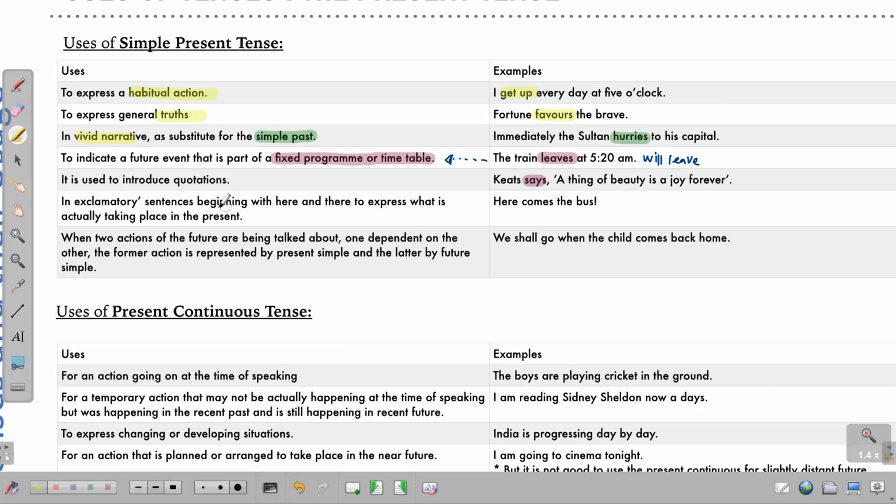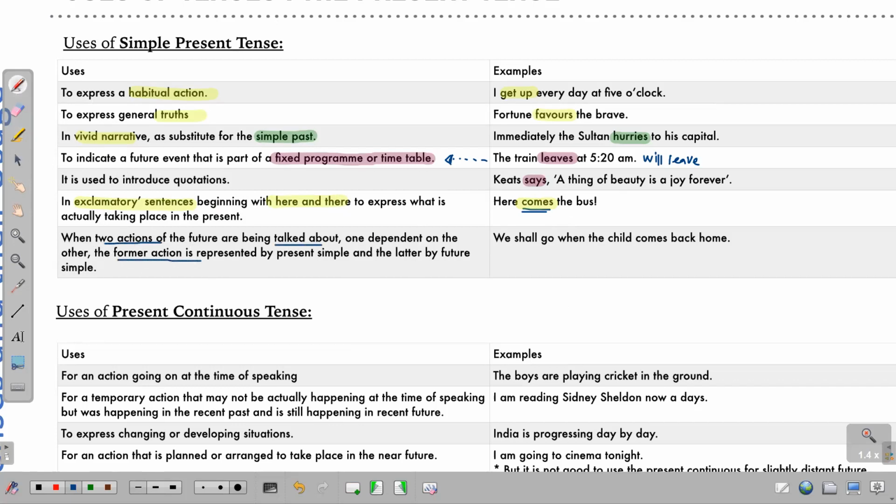An exclamatory sentence beginning with here and there to express what? So please remember the exclamatory kind of a sentence, okay? The exclamatory sentence is here comes the bus. So we'll not say here will come the bus and here came the bus and so on and so forth, right? So present.